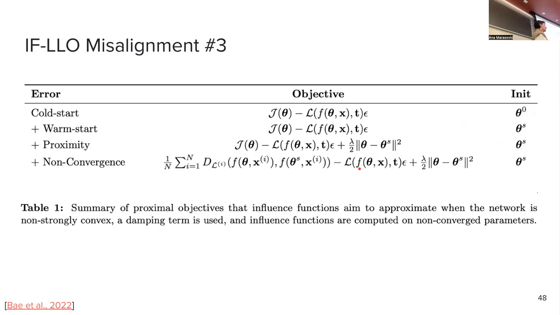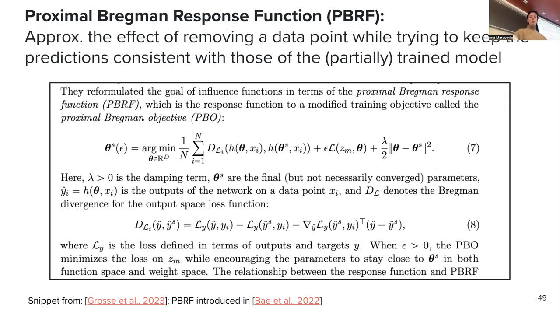We have also assumed that we are training models to convergence, when in practice very often we do not. We don't fully get to zero when we train our models. By zero, I mean our loss doesn't go to zero. So in this work by Bae et al., they derived what the actual objective is that we are using when deriving all this math. Their conclusion was that influence functions are not actually approximating leave-one-out, but rather the effect of removing a data point while trying to keep the predictions consistent with those of the partially trained model, where partially means the model that's not trained to full convergence.